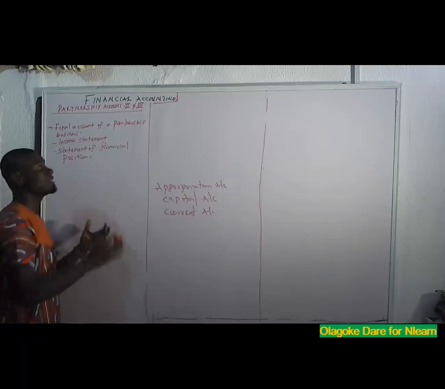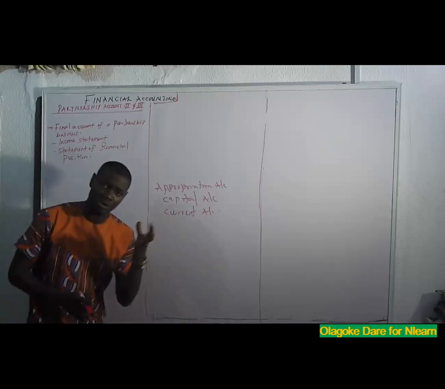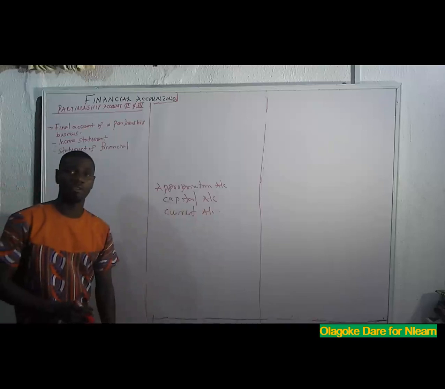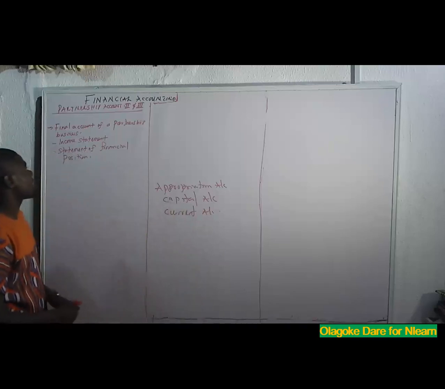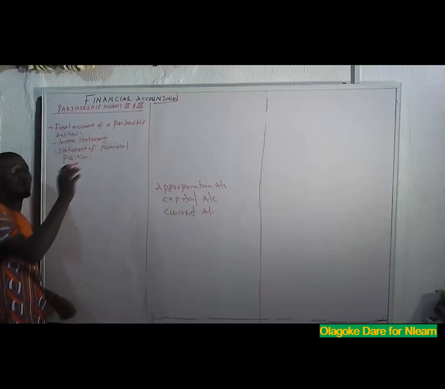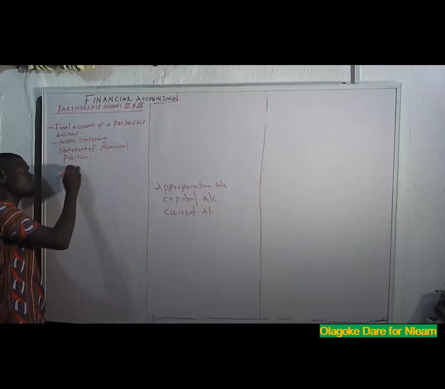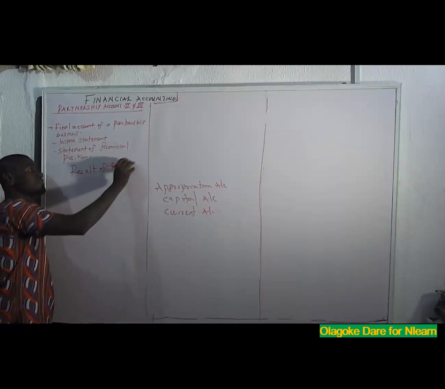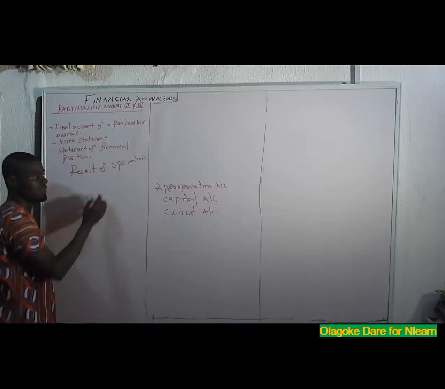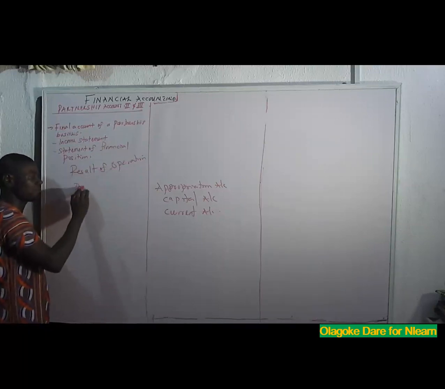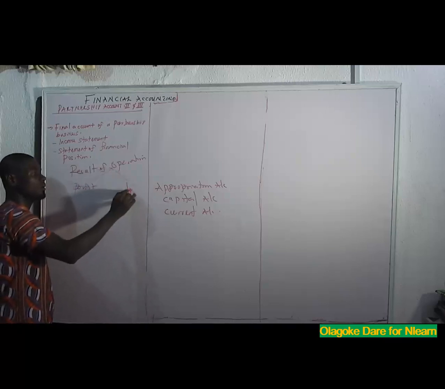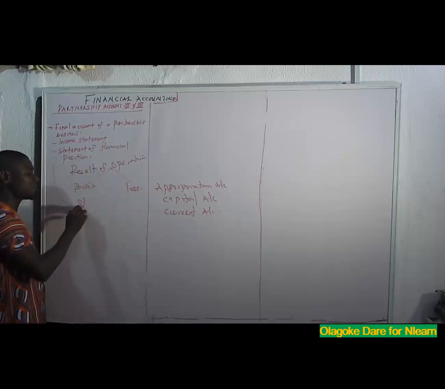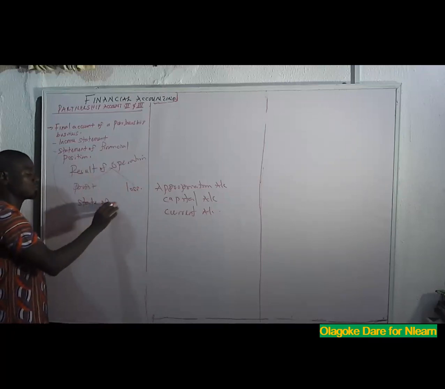Now, the other aspect is how to record business transactions in the final account of a partnership business. We all know that final account is prepared to determine the result of operation. When we say result of operation of a business, is the business making profit or loss? And also to determine the state of affairs.